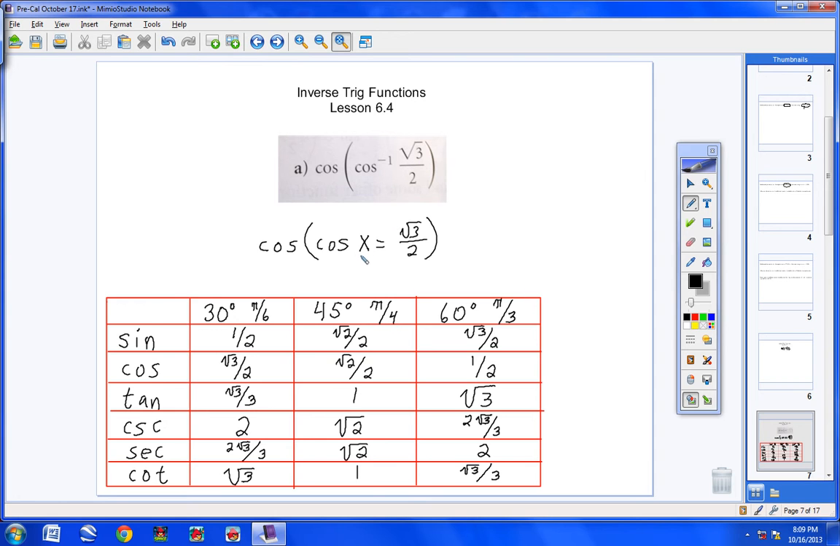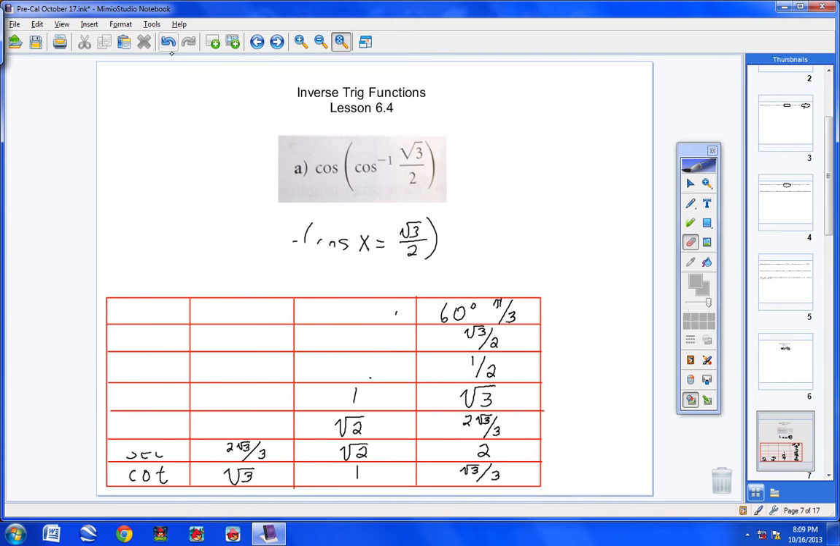Now, what angle would I put here? What angle, when I take the cosine of it, gives me square root of 3 over 2? Well, right here. Cosine of 30 is square root of 3 over 2. Okay, so with that in mind, I'm going to very quickly, did not mean to do that. Well, that's okay because we're going to put it back up again later anyway.